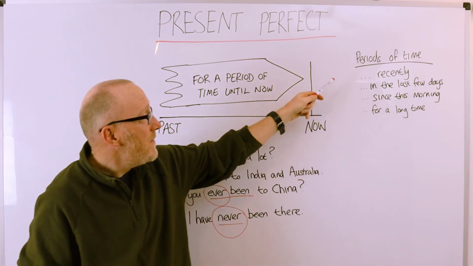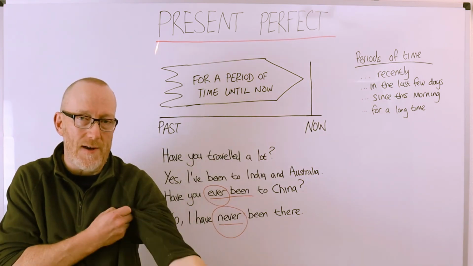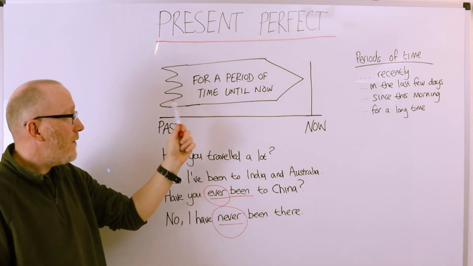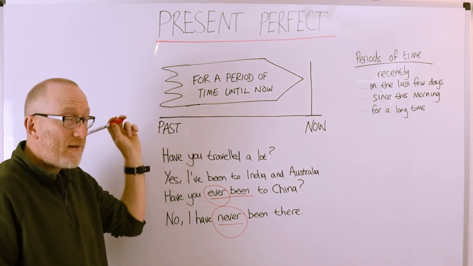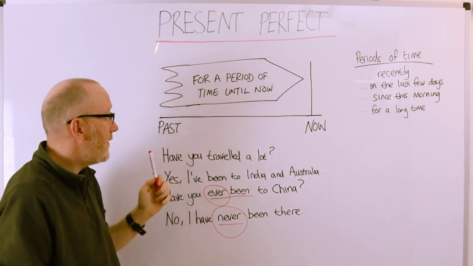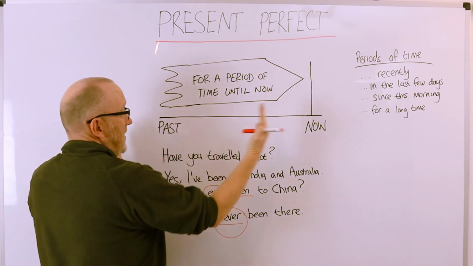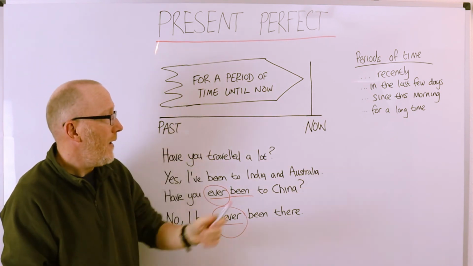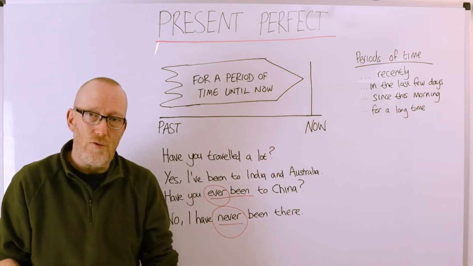Yeah? So there are some very interesting ways we can describe and talk about periods of time, which you need when you are talking about actions that started in the past, and you're describing something from a period in the past up to now. Yeah? So for a period of time up to now, you need to be able to use these period of time descriptions.